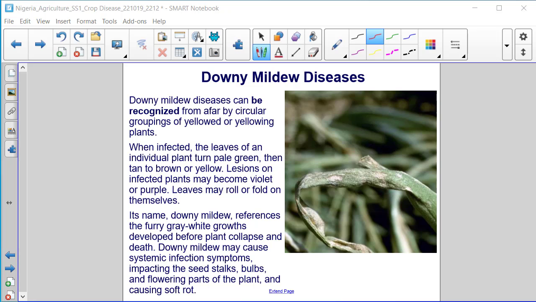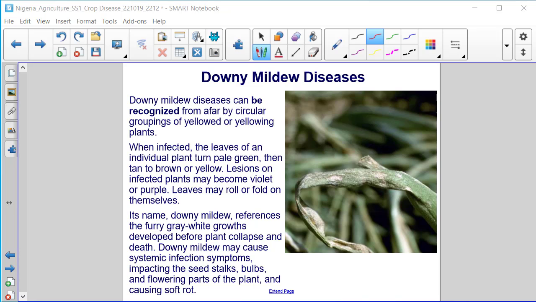Downy mildew diseases can be recognized from afar by circular groupings of yellowed or yellowing plants. When infected, the leaves of an individual plant turn pale green, then tan to brown or yellow. Lesions on infected plants may become violet or purple. Leaves may roll or fold on themselves.